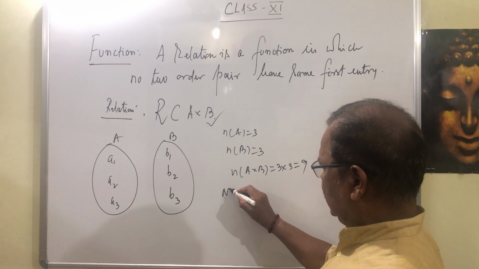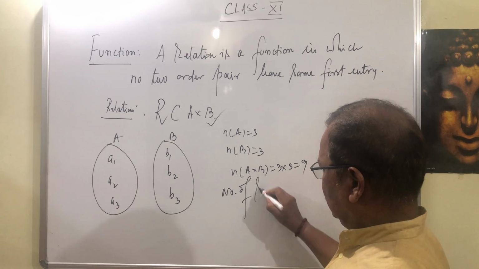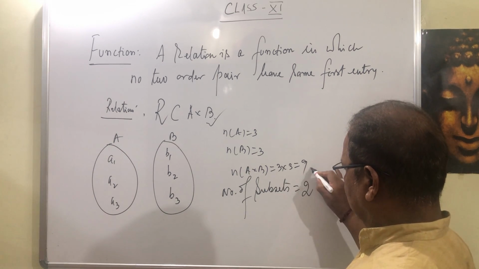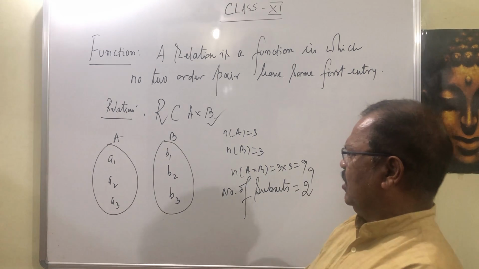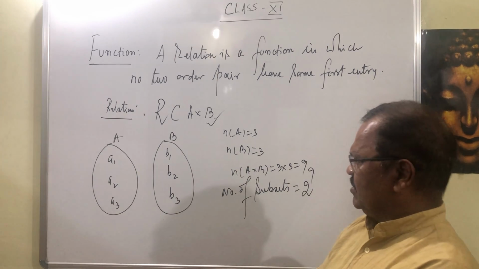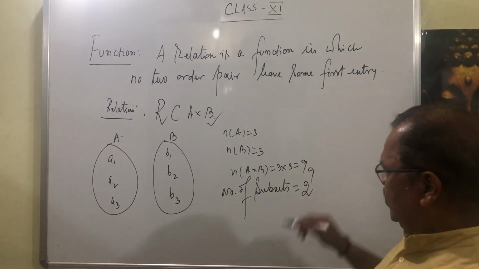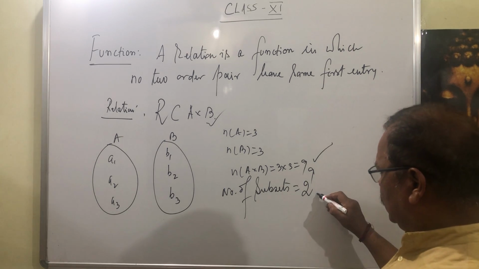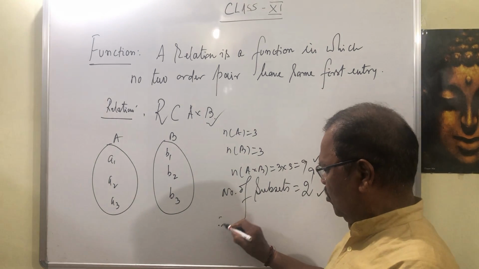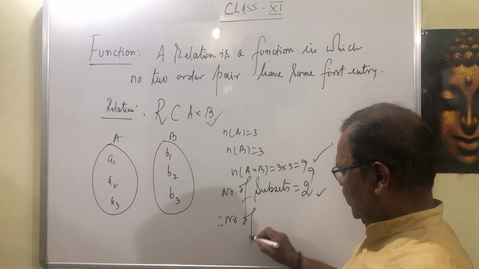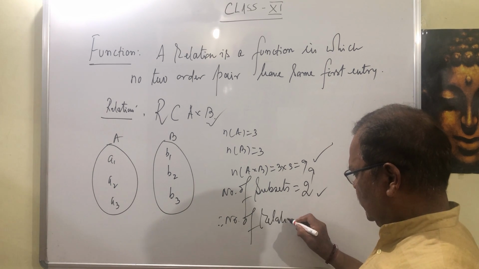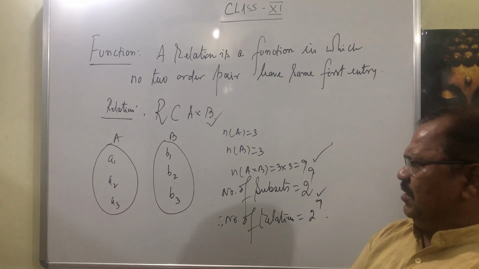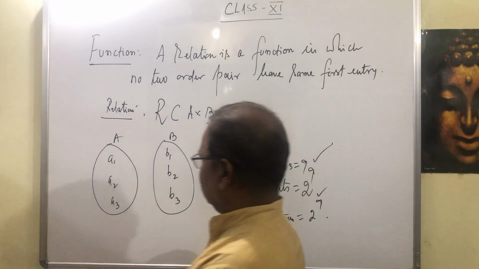So number of subsets is equal to 2 to the power 9. So relation is a subset of Cartesian product. So Cartesian product has got 9 elements, and the number of subsets is 2 to the power 9. Therefore number of relations is also 2 to the power 9. That you have seen. Let us see the correspondence.